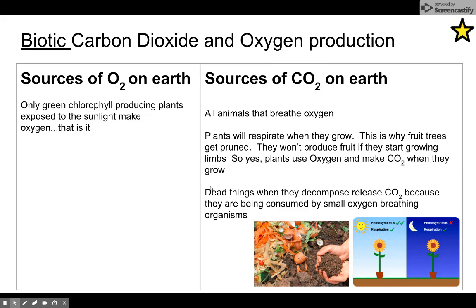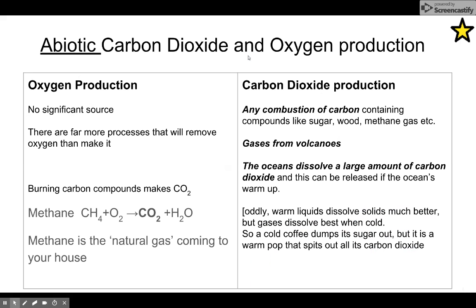And dead things, when they decompose, release lots of CO2. Okay. So there are two main sources, animals and dead things. And yes, plants will respirate when they need to. Abiotic carbon dioxide and oxygen means non living production of these two gases. Oxygen, nothing. There's almost no source of oxygen on planet Earth that isn't from plants.